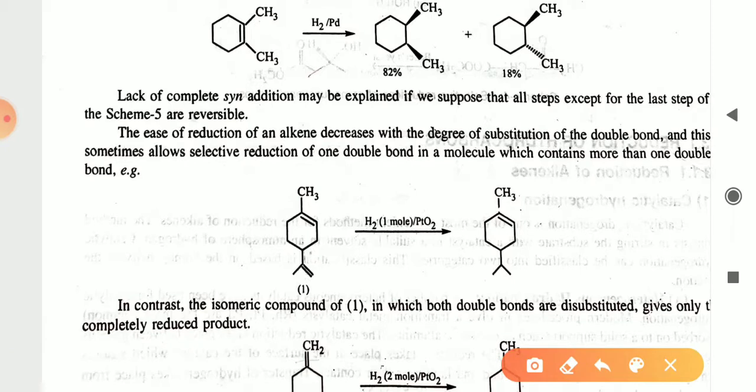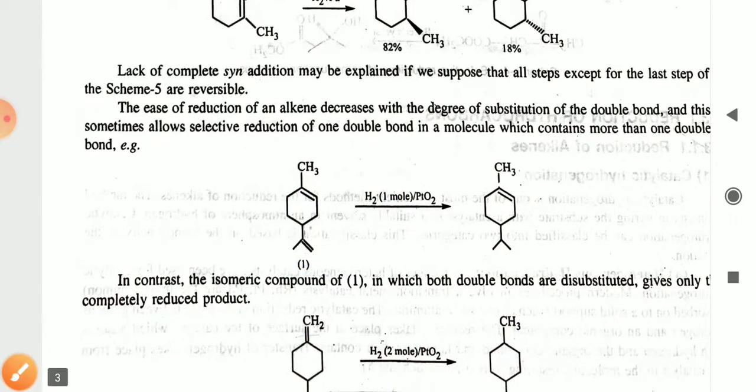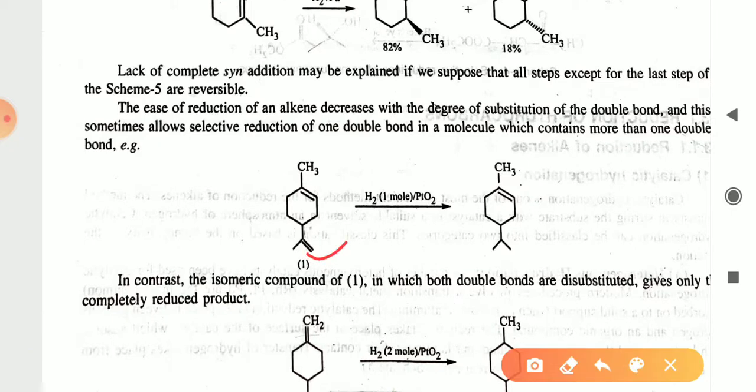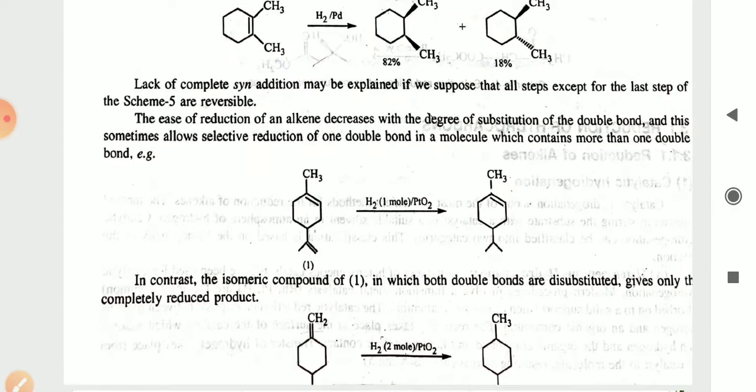Okay, now in this example you can see two double bonds over here, but if we use 2 moles of H2 in the presence of PtO2, only the outer chain double bond is reduced, but the double bond present in a ring is not reduced. In this kind of case, the degree of substitution of the double bond has a very important role, because the selective reduction of the double bond in a molecule which contains more than one double bond is dependent on the position of the double bond.